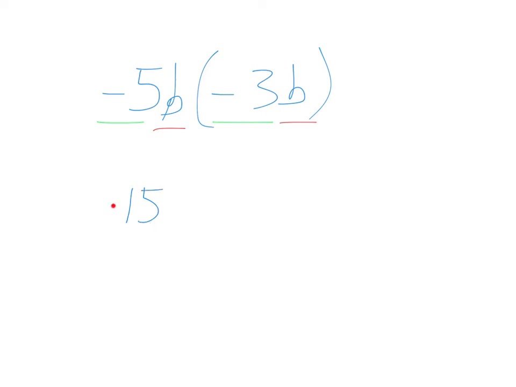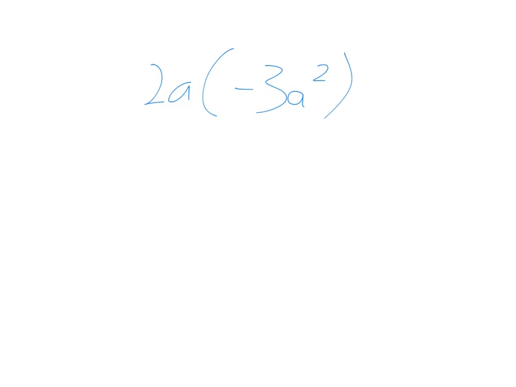Now, because it's positive, we don't have to write the sign here, although you could if you really wanted. Normally, we only write the sign if it's negative. Then for b times b, we get b squared, like we discussed at the start of the video, because b squared just means b multiplied by b. This question now is done.